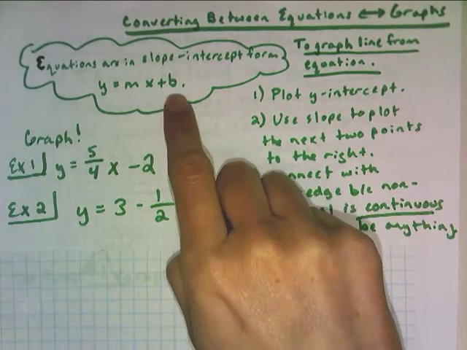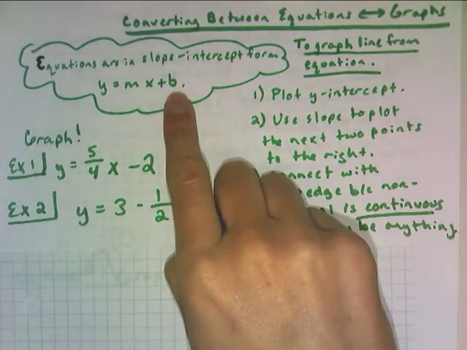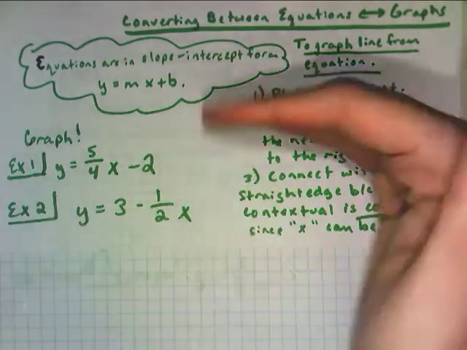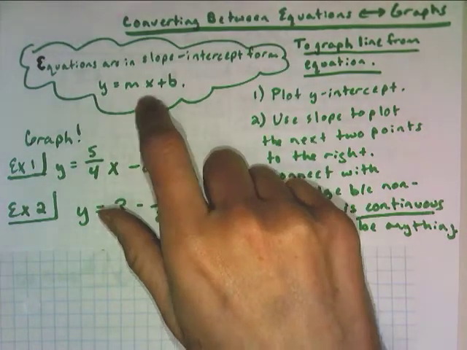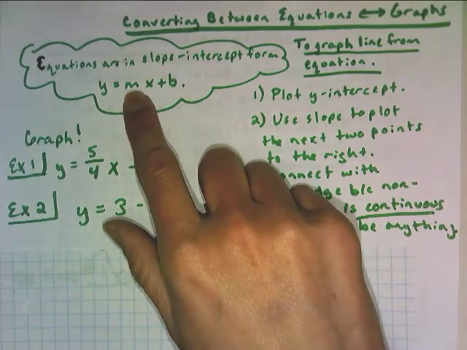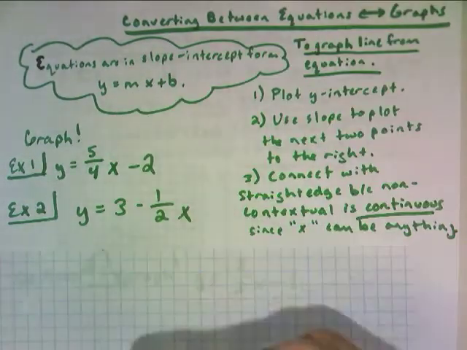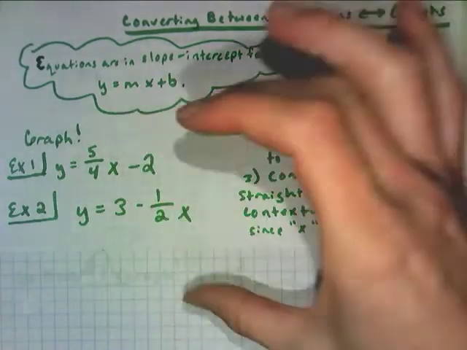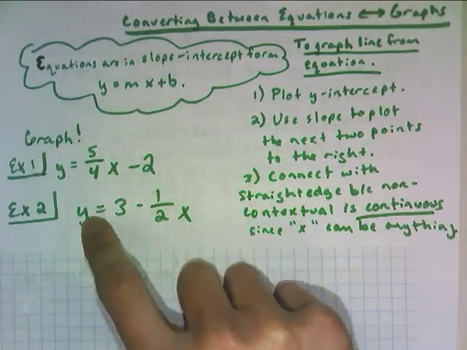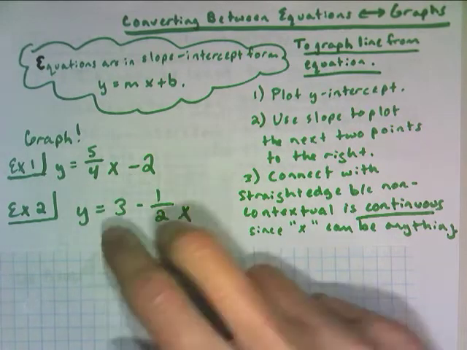So remember that equations for lines are in slope-intercept form, which is y equals mx plus b. Your b represents the y-intercept, which is where your line is going to intersect the y-axis. The coefficient of x then is the slope. It's the rate of change, which is rise over run, which is delta y over delta x, lots of different things.